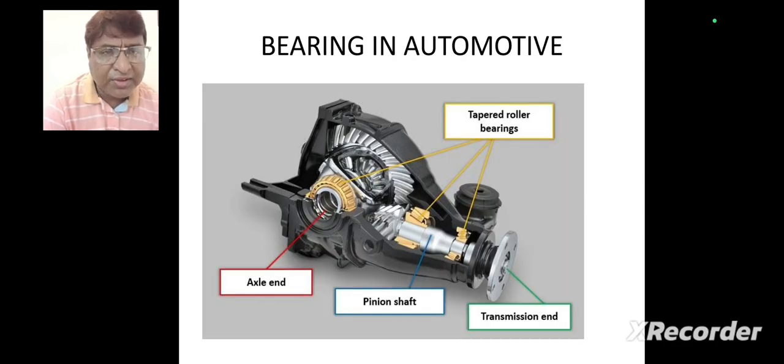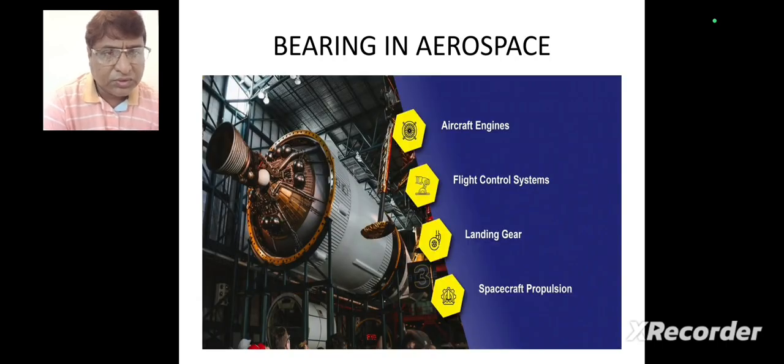So here the figure of bearing which is used in automotive. So in this figure you can see the automotive parts that have axial end, pinion shaft, transmission end and tapered roller bearing is used here. So bearing in aerospace, we can use bearing in aircraft engine, flight control system, landing gear and spacecraft propulsion.